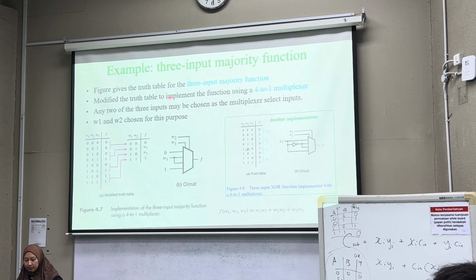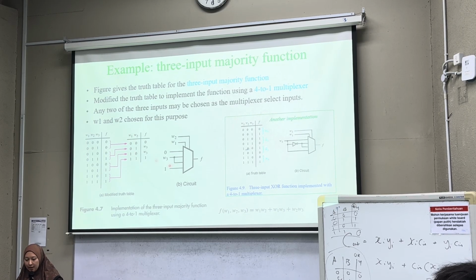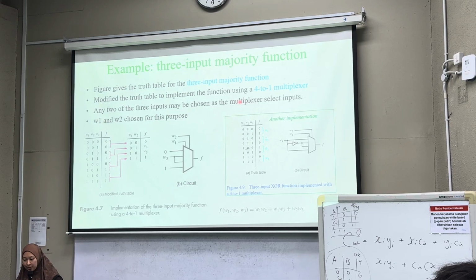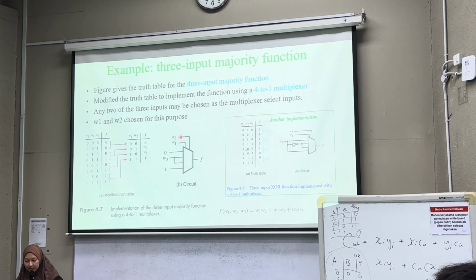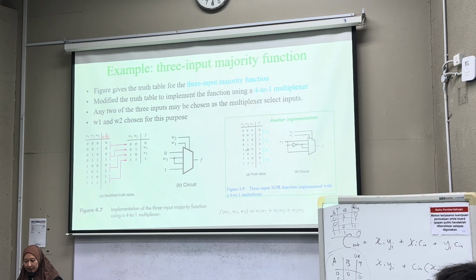Modify the truth table to implement the function using a 4-to-1 mux. So I'm modifying it to become like this because I want to use the 4-to-1 mux. Any two of the three inputs may be chosen as the mux select inputs. You need two select inputs for a 4-to-1 mux, so here I'm using W1 and W2 as my select inputs. My F will be in terms of W3. Another implementation is shown here.